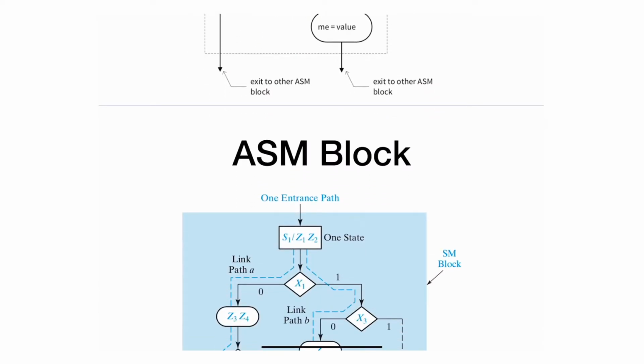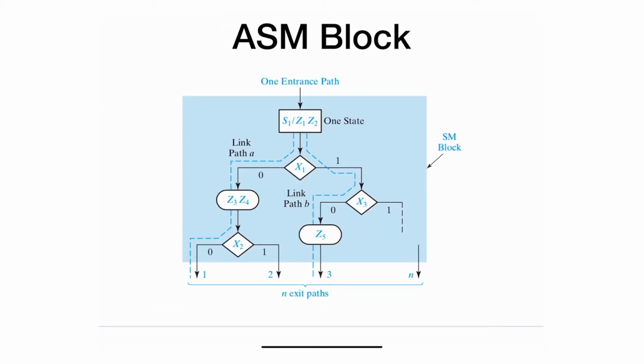All right, so let's see an example. Here's an example of a finite state machine. It's actually not a whole machine, it's just a single ASM block. Here we have one entrance path, for state S1, and I only have one state box, the only one in this ASM block. That tells me I am currently in S1. This ASM block has a couple of outputs, Z1 and Z2, asserted. These are Moore outputs because they only are related to S1. It doesn't matter what the input is.